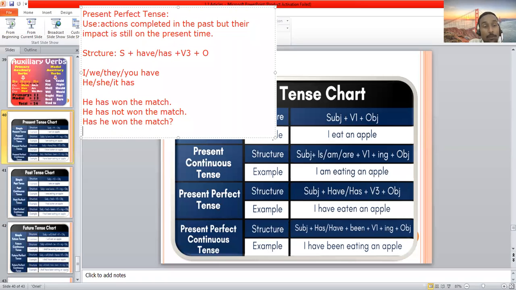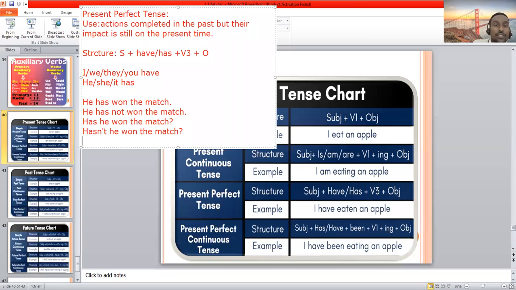Then it can be negative also. So how to make a negative question? Hasn't he won the match? Like this. Now think of another structure here. This is the structure which you are using here, and that is in active voice. Sentences can be in passive also. So here we will get another structure that can be like this.